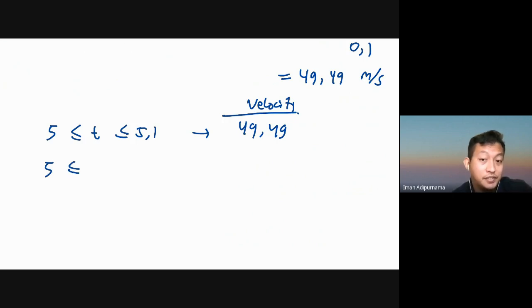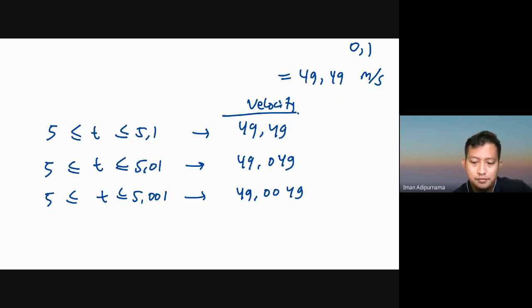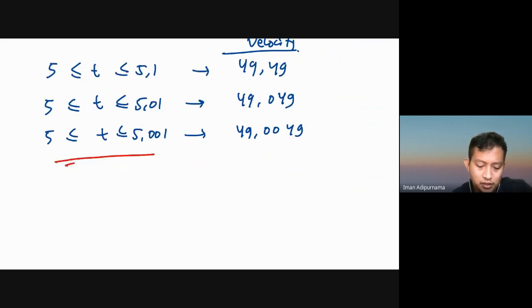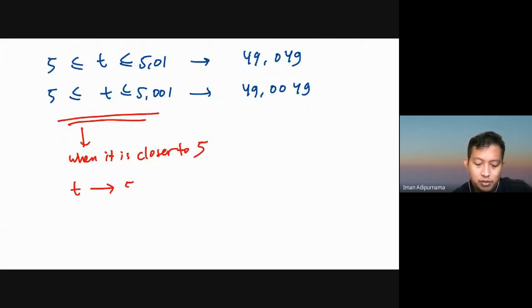Okay. Let's make the interval shorter, and make it shorter again, and still it looks similar, right? So when t is getting closer to 5, this velocity is closer to 49.